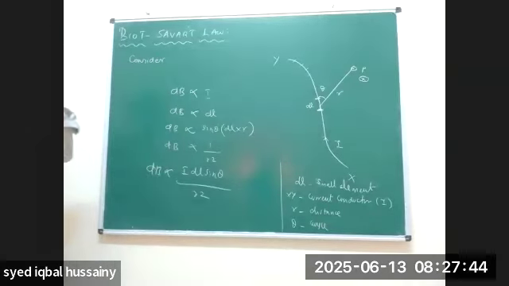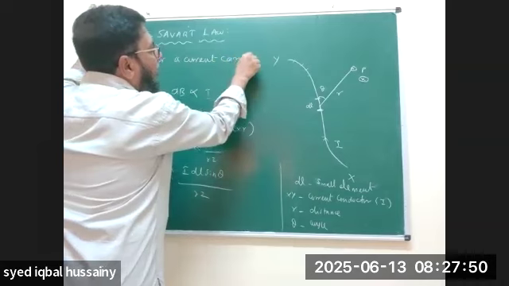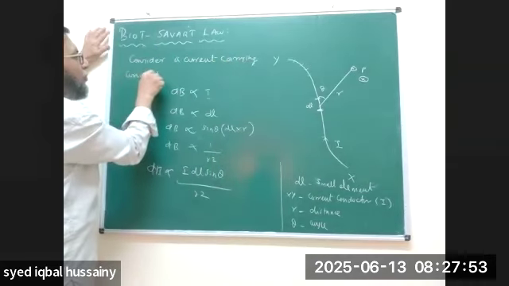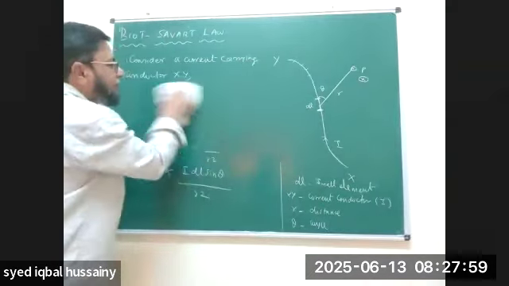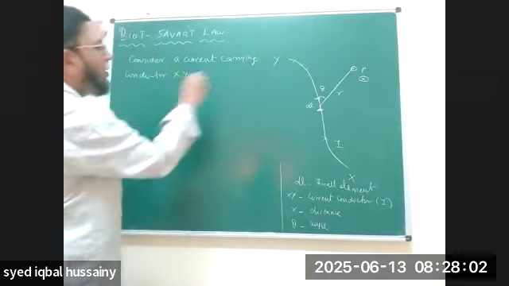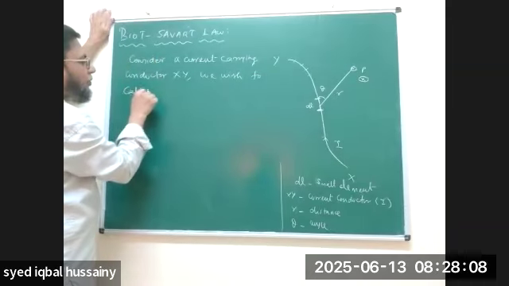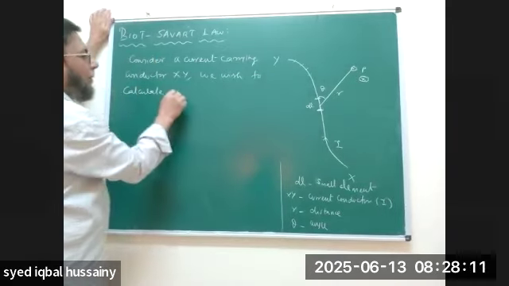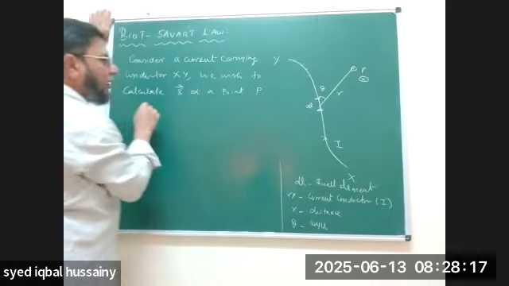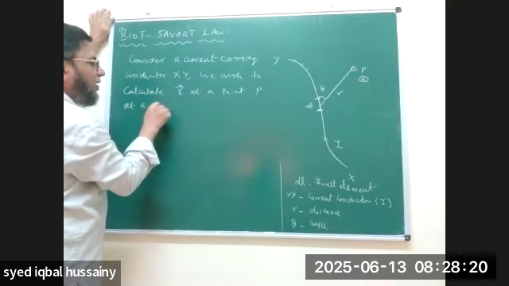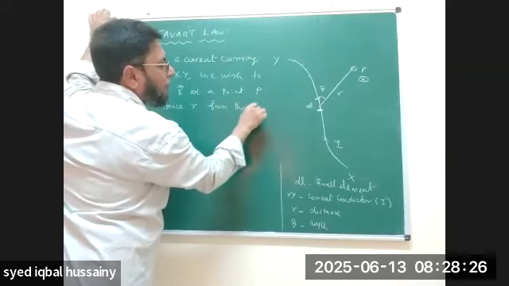Consider a current carrying conductor. We wish to calculate the magnetic field at a point P, at a distance R from the wire.